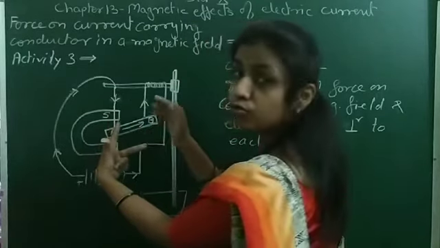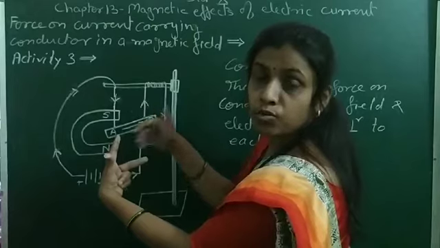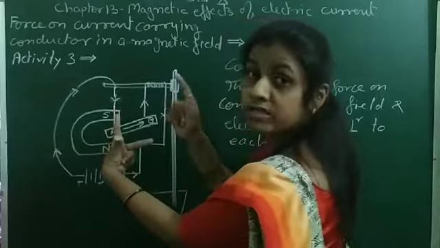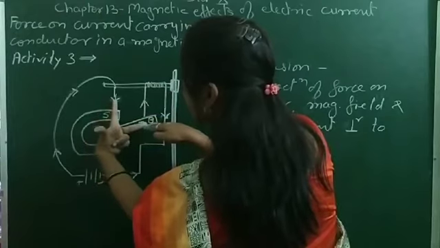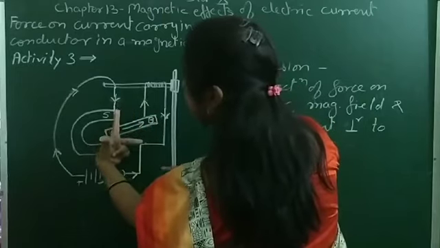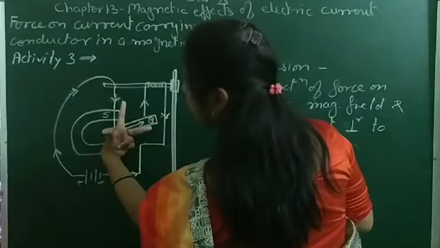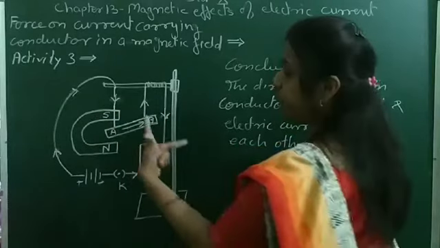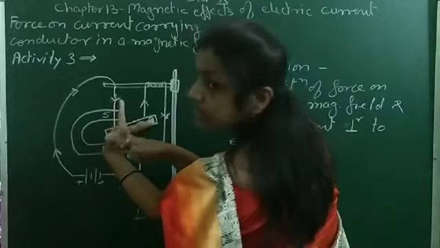the current carrying conductor moves towards the left, and if it goes from A to B, then the current carrying conductor moves towards the right. So the force exerted on it will change, but it is always perpendicular to both of them. So this is the direction of magnetic field, this is the direction of electric current, and this thumb represents the direction of force. So whenever this current carrying conductor is placed in a magnetic field, it moves towards the left or it moves towards the right if we change the direction of the current. So it moves towards the left if the current is from B to A, and this is the direction of the force.